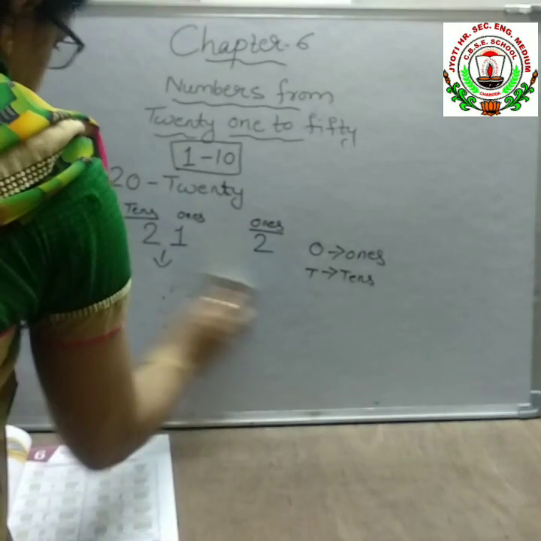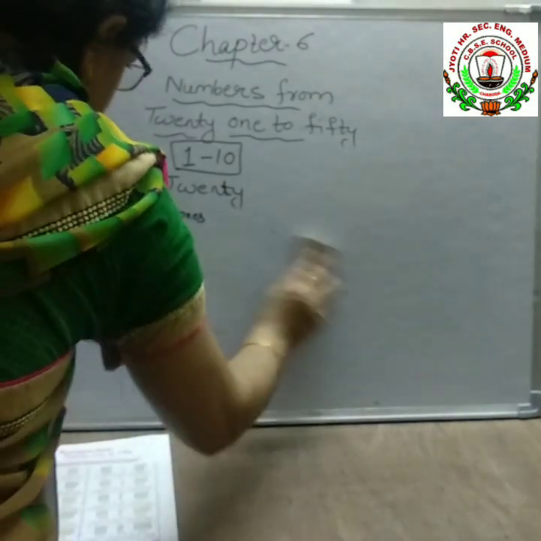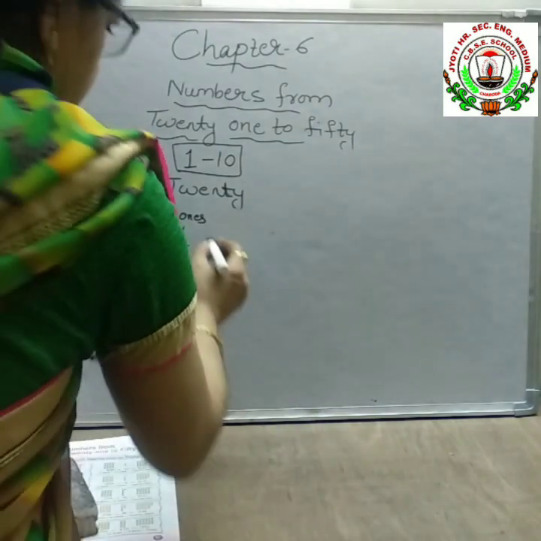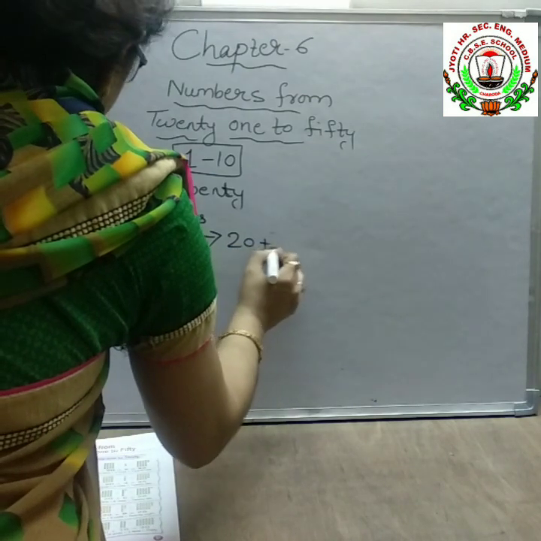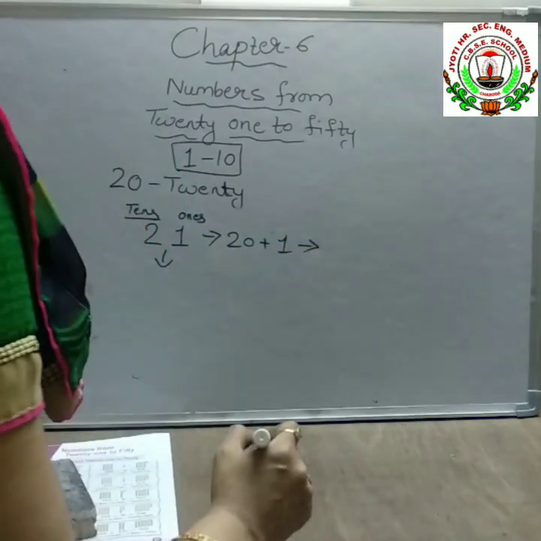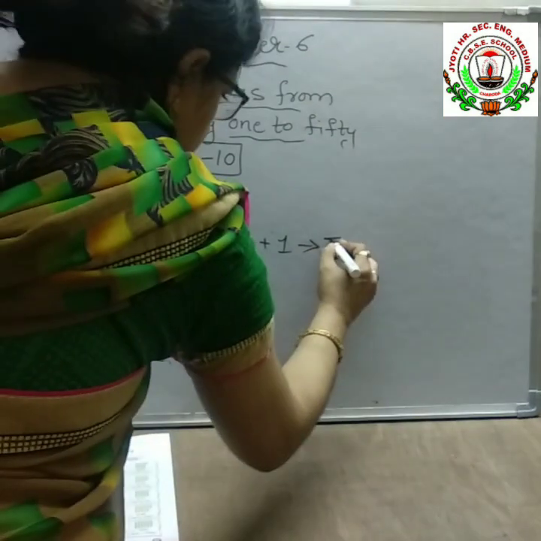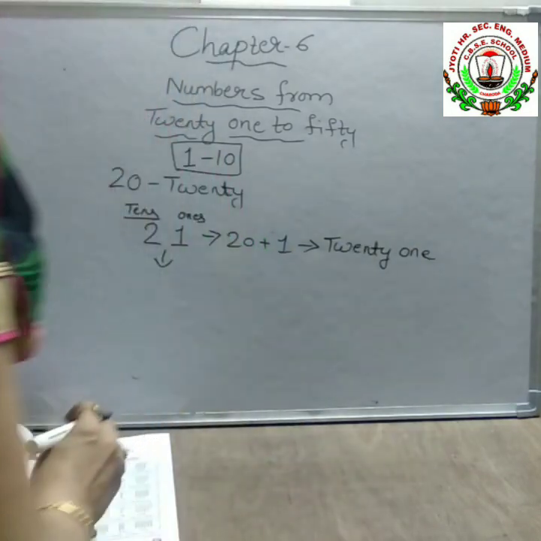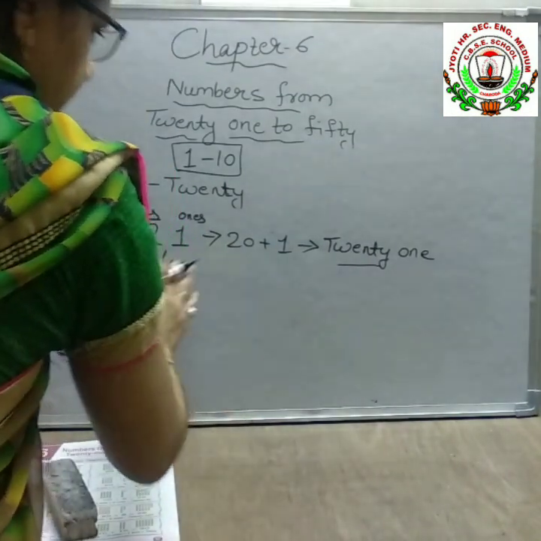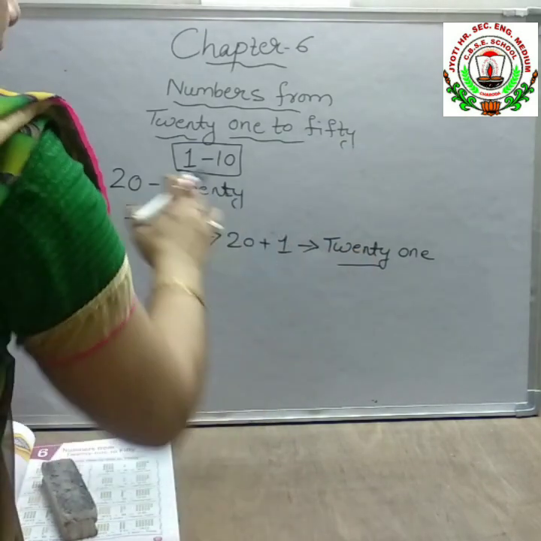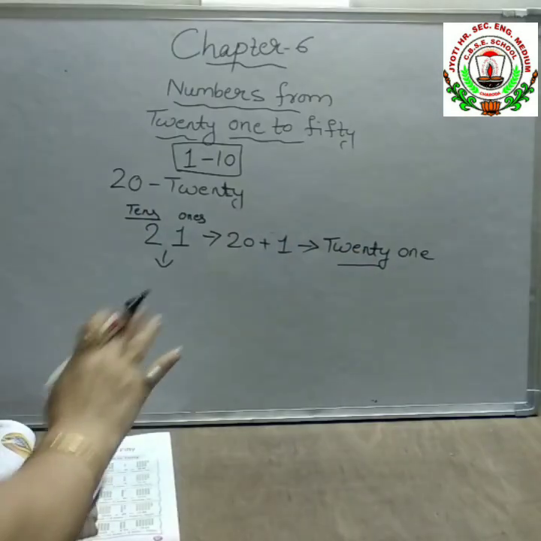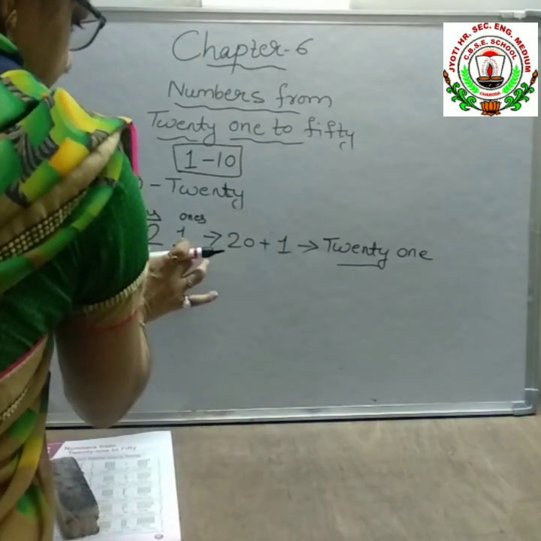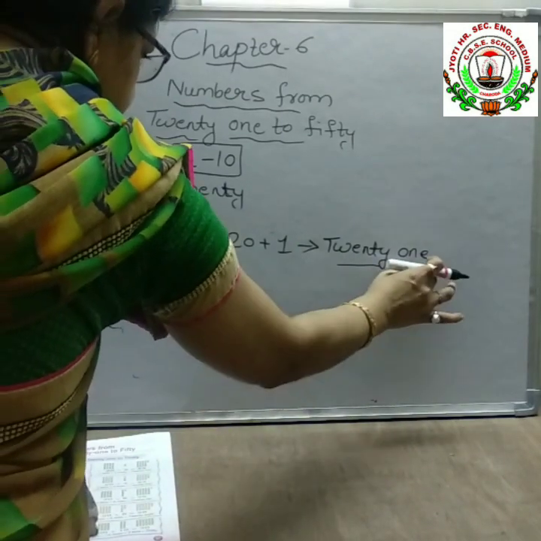Now next I am telling how we will write the number name. So first one is 21. What comes from your mouth first? 21. So first we will write the spelling of 20, then 1. If you know the spelling of 20, you can easily write the spelling of 21. You already know the spelling from 1 to 10. So now you have to learn the spelling of 20, then you can write the spelling of 21. First you have to write 20, then 1.